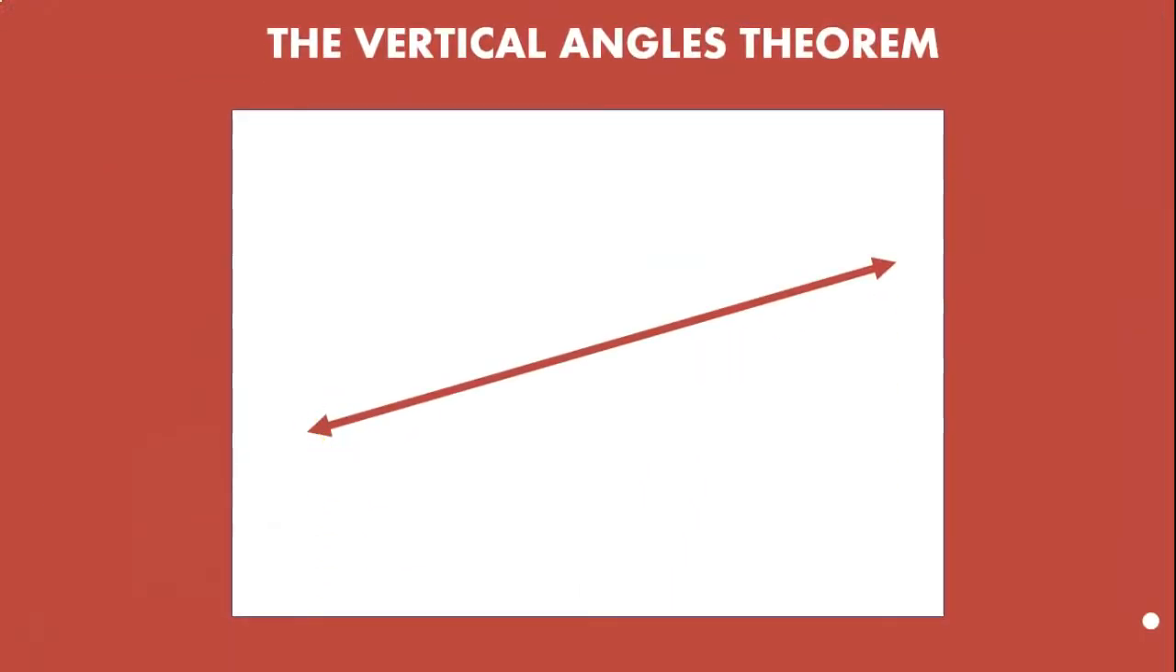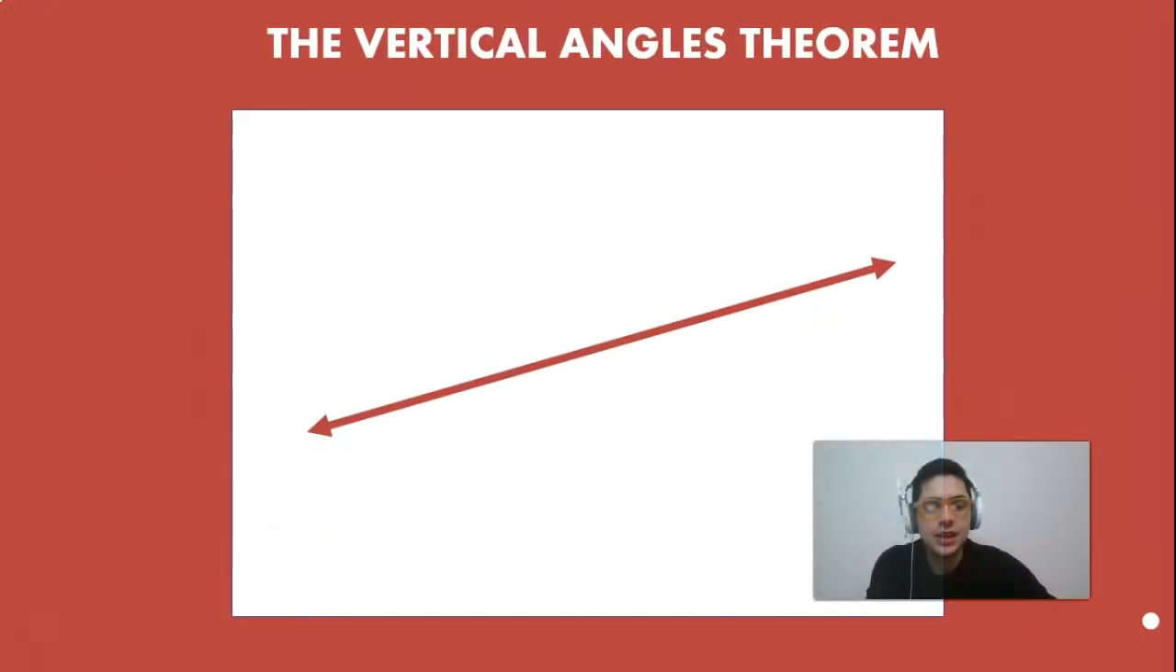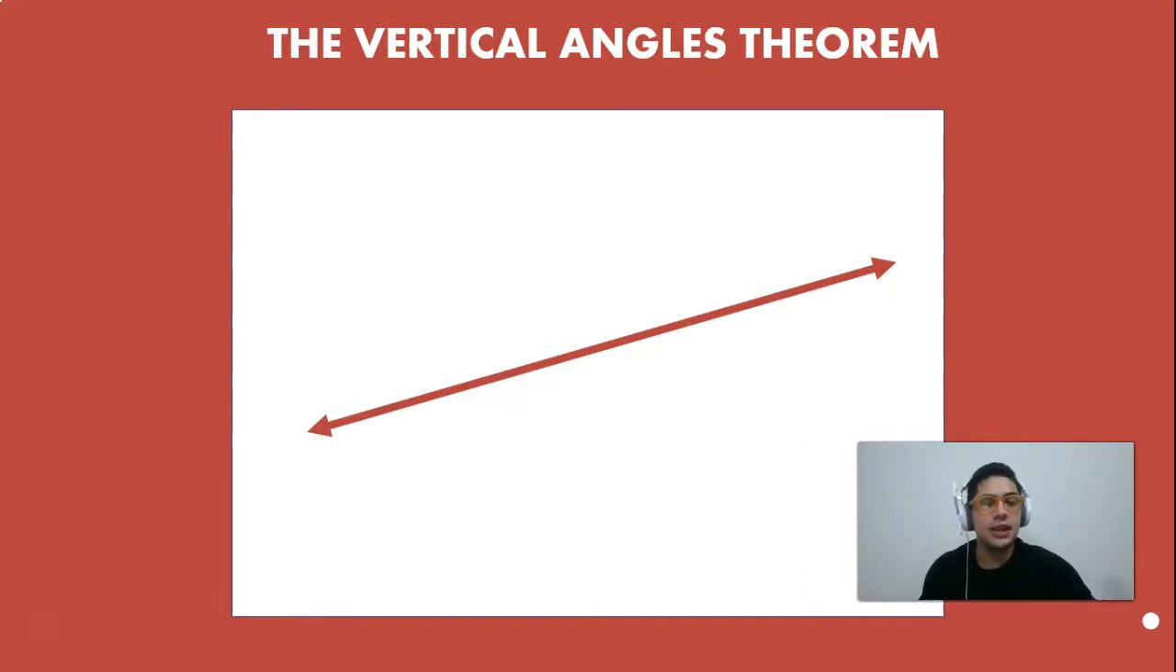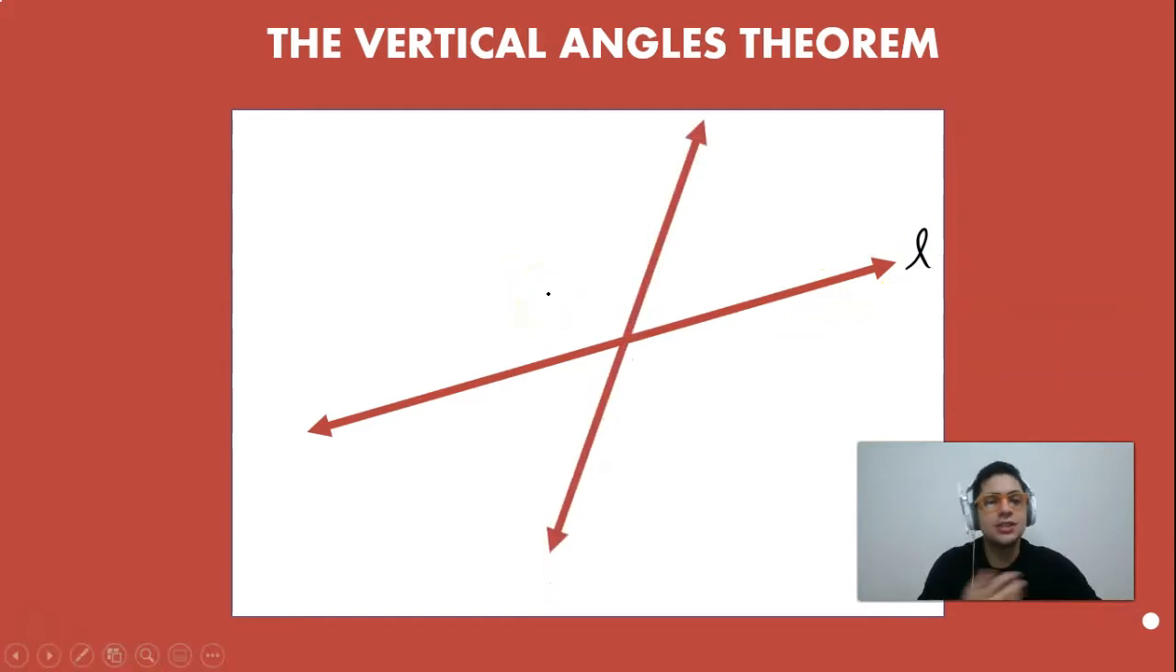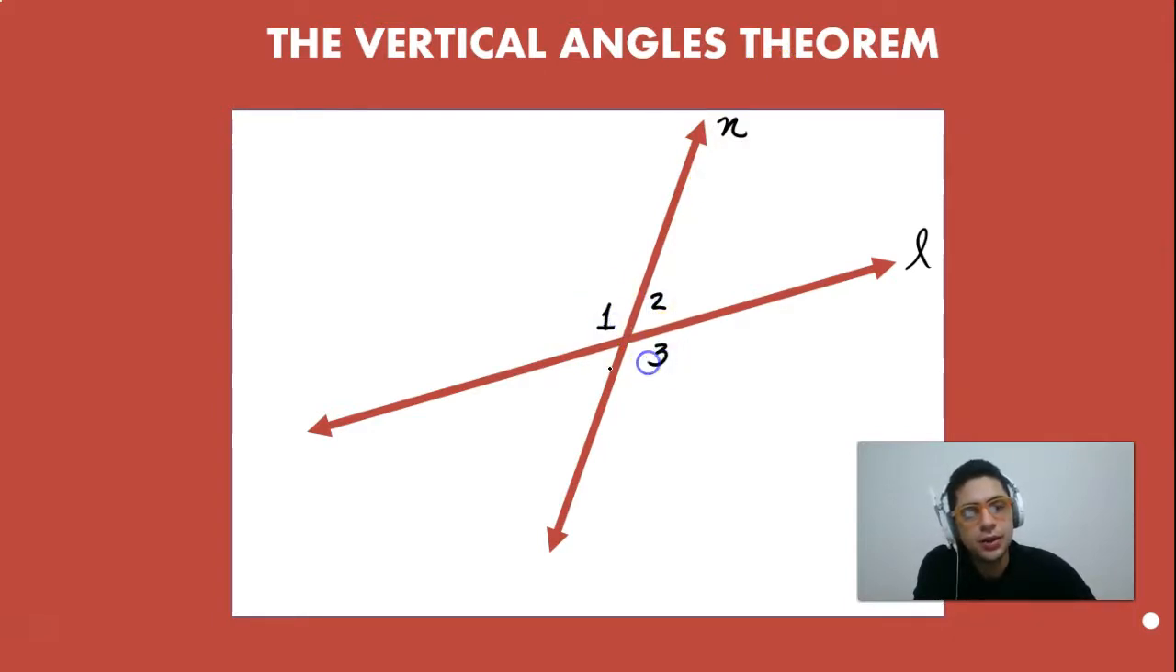So what is the vertical angles theorem, right? Let's say guys that we have a line and let's call that line L, and then we are going to intersect that line with another line. Let's call it line N. Whenever we intersect those lines with each other, we're going to form 4 angles total every single time.